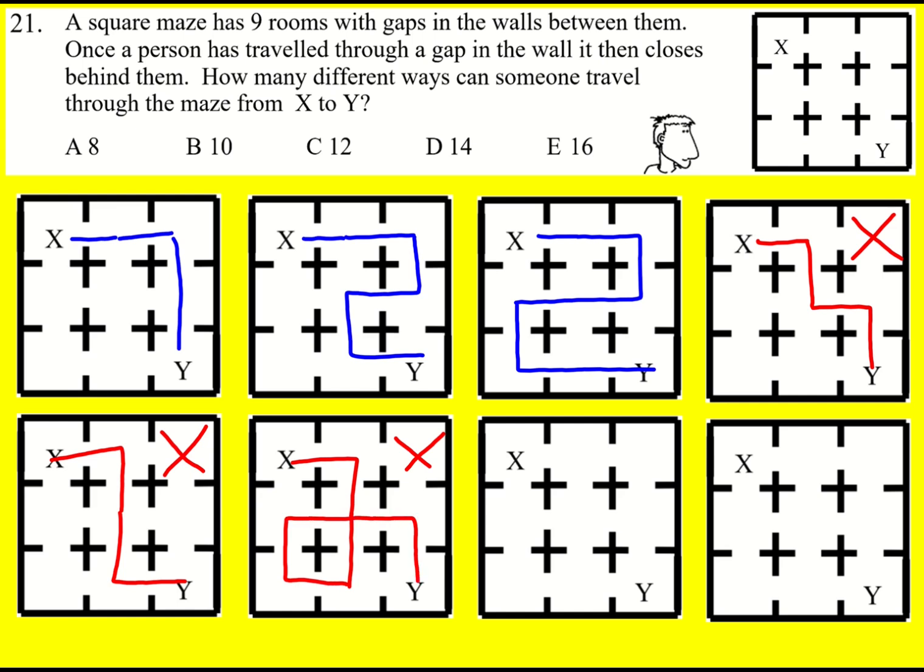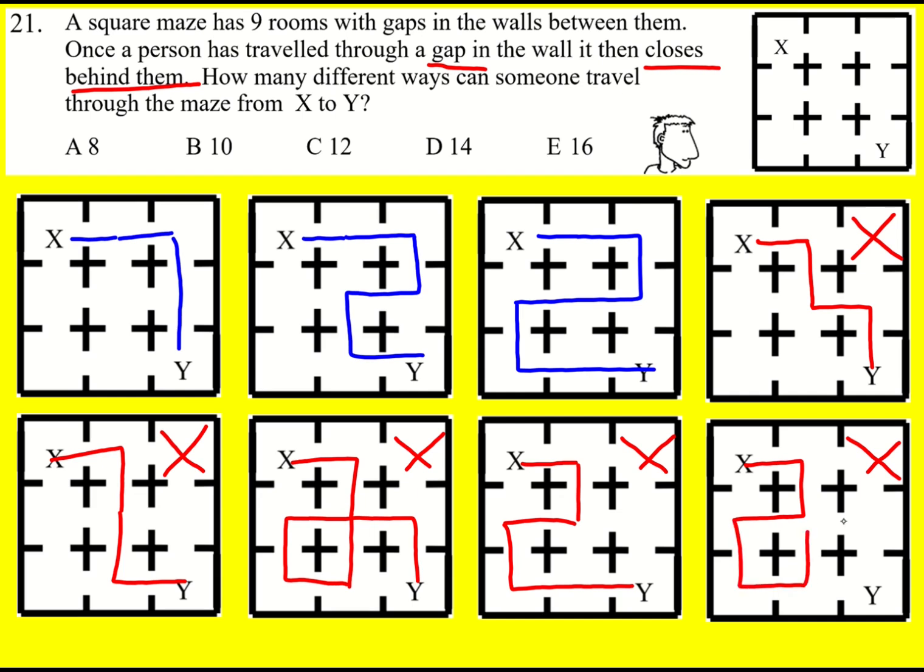And that's the subtle part of this question. Once a person has traveled through a gap in the wall, it closes behind them, but it doesn't stop you using a room a second time. So I've used D twice in this situation. And now, if I decide to go left first of all, I'm going to get another two solutions, because this time I can go back up. And that's it.